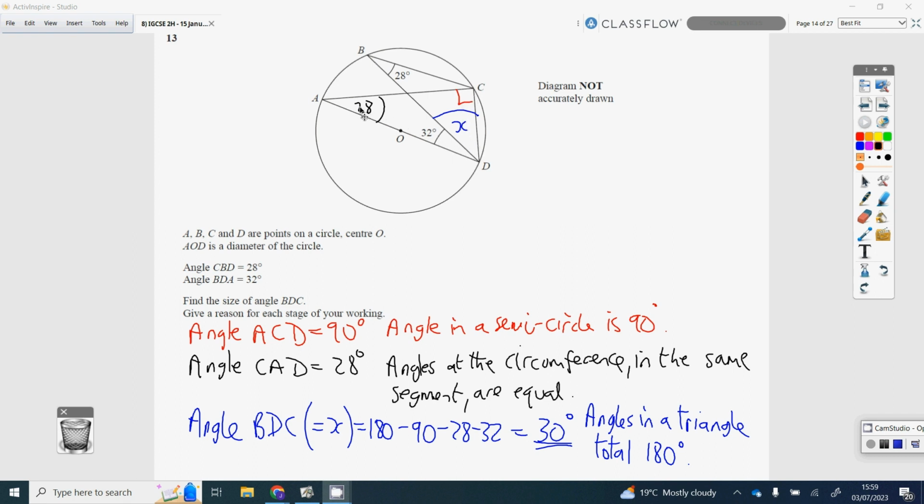Now, once we know that, we can just focus on the triangle A to C to D. Because that's 90 and that's 28, so X plus 32 will be the difference when you take it away from 180. So basically, this angle that we're being required to work out, BDC, B to D to C, is going to be 180, take away 90, take away 28, take away 32, which is 30 degrees. So the third fact that we've used is that angles in a triangle add up to 180 degrees. So make sure you give a reason for each stage of your working. You must include this narrative three times or three bits.